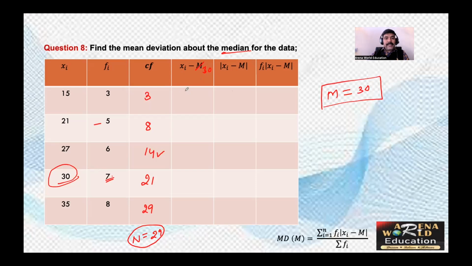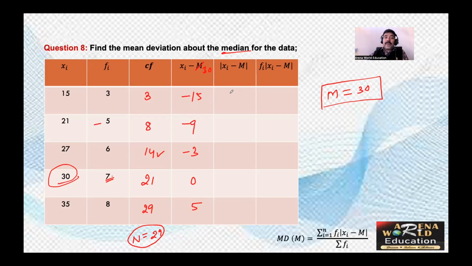So 15 minus 30, yes, minus 15. 21 minus 30, it is minus 9. 27 minus 30, it is minus 3. And 30 minus 30, it is 0. And 35 minus 30, it will be 5.